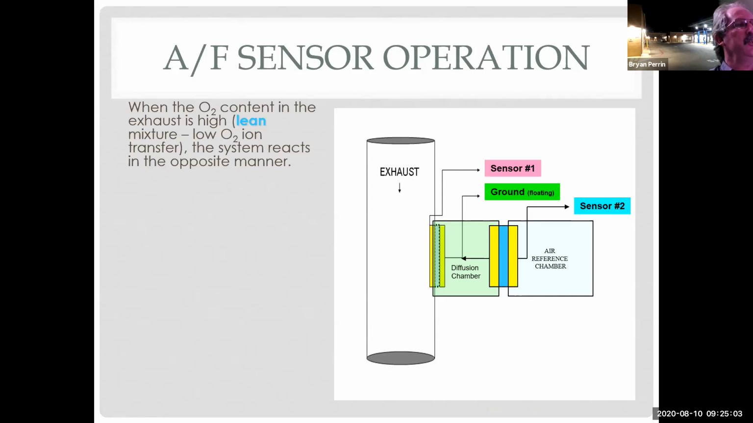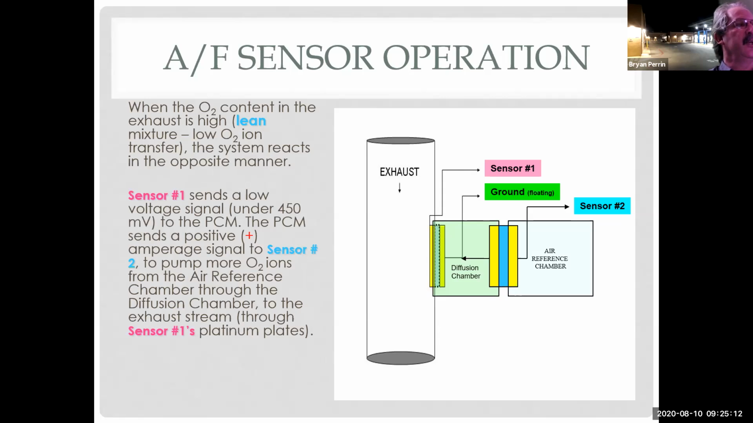So when the oxygen content in the exhaust system is lean, low ion transfer, the system reacts in the opposite manner. Sensor 1 sends a low voltage signal under 450 millivolts to the PCM. PCM sends a positive amperage signal to sensor 2 to pump more ions into the air reference chamber, through the diffusion chamber, to the exhaust stream, through sensor 1's plates.